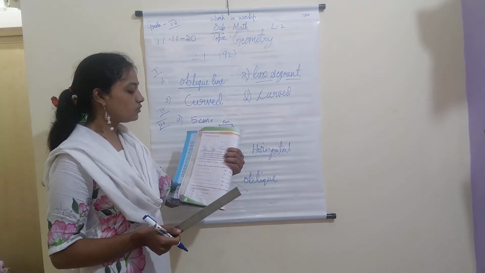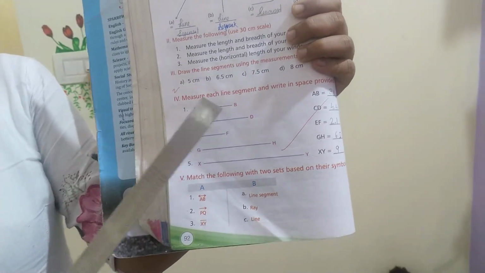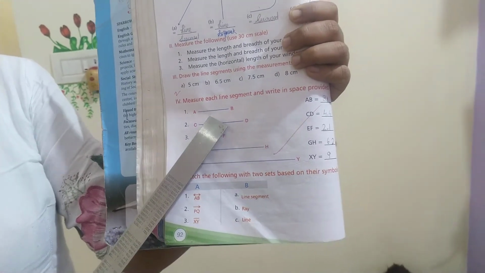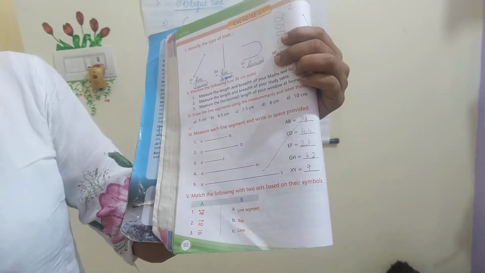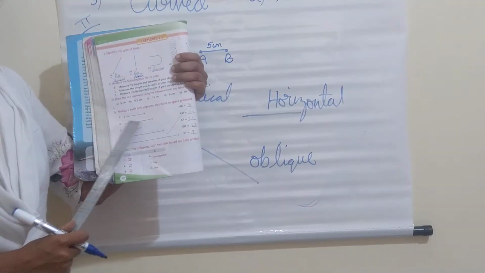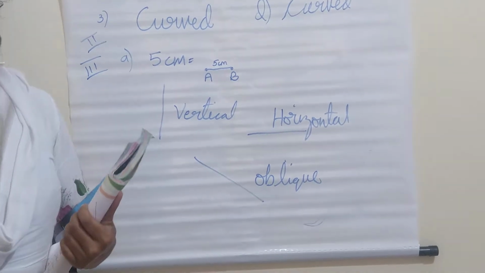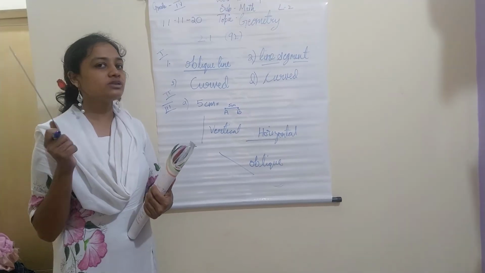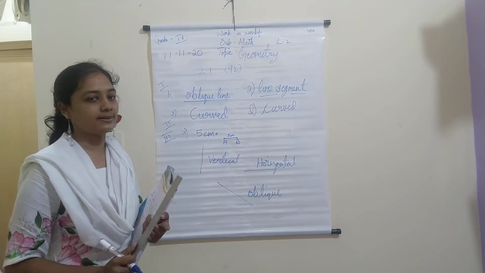Now next we'll go for the fourth main. Here they have only given you the lines and they have asked you to measure them and write the answers in the blanks here. I have already measured the lines and I am going to tell you the answers. Before I tell you the answers, I want you to take your scales and measure those lines. I will give you 5 minutes time.